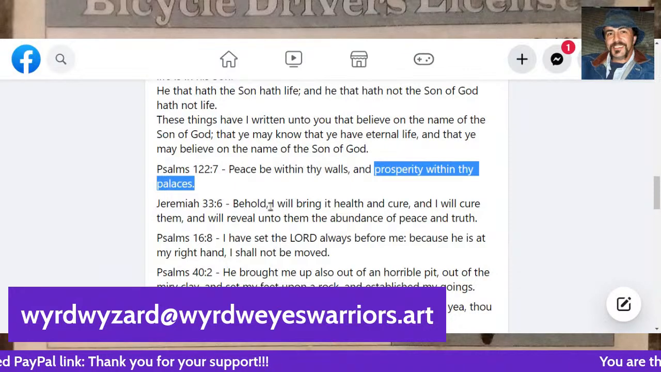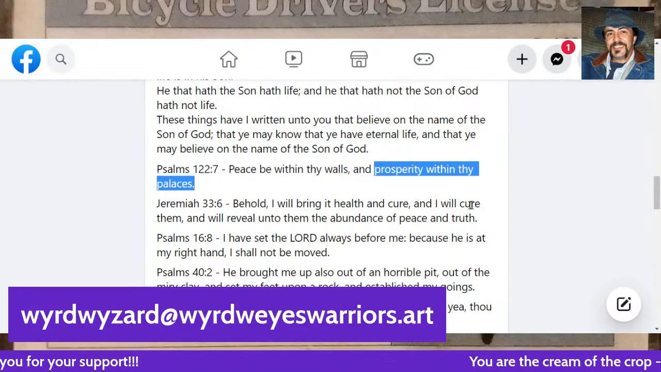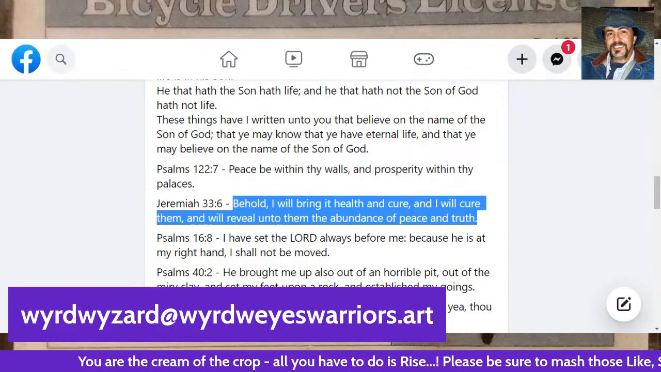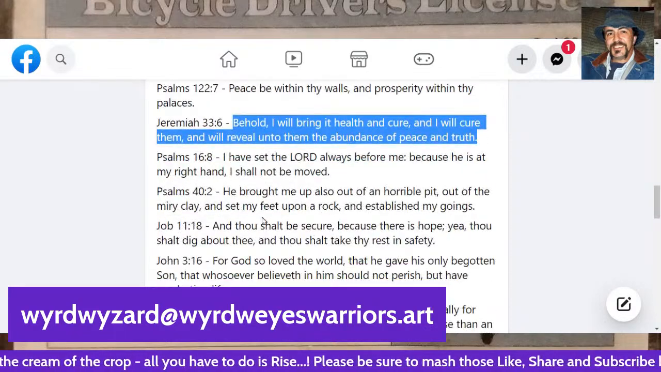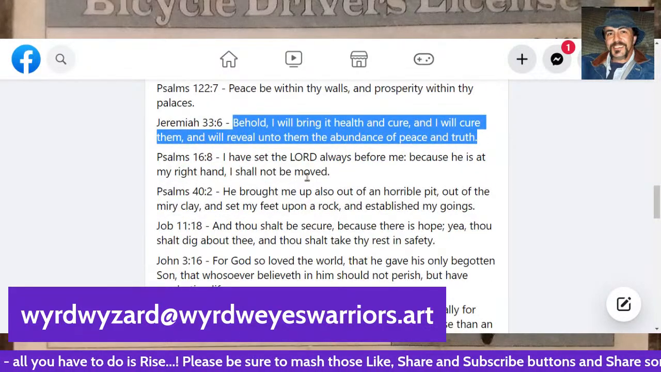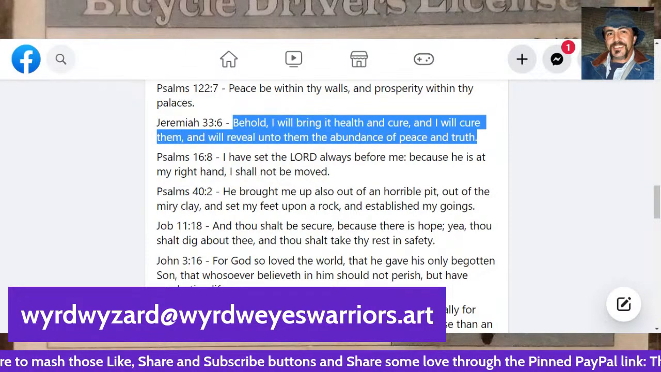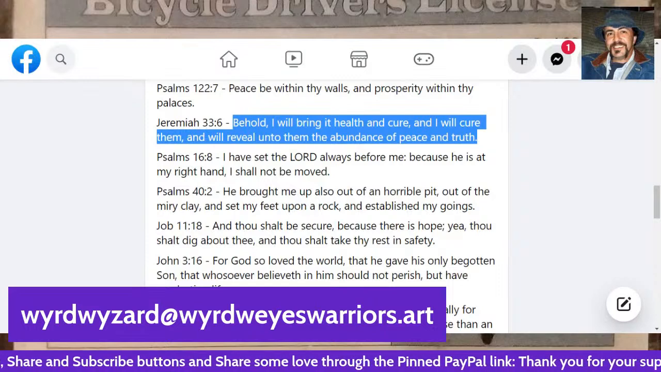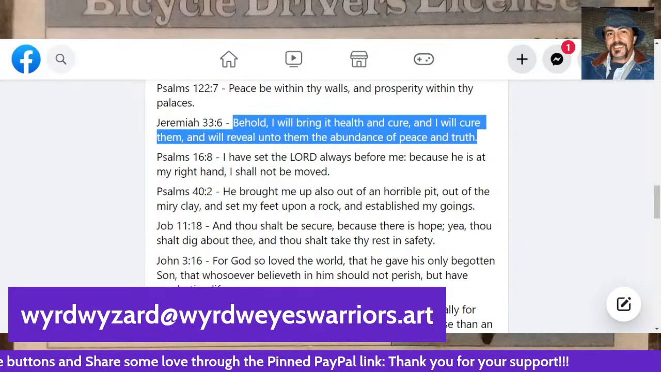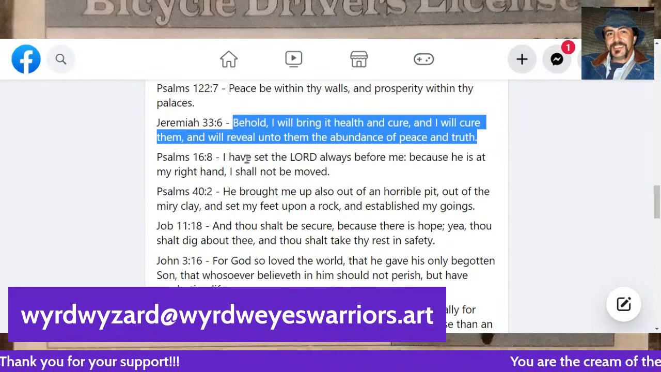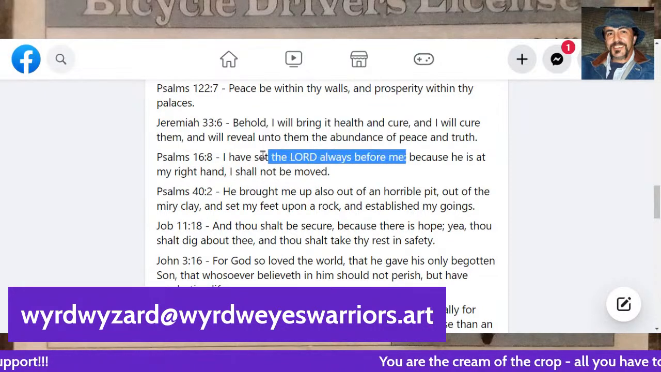Jeremiah 33:6, behold, I will bring it health and cure, and I will cure them, and will reveal unto them the abundance of peace and truth. And that's the cure, the knowledge. That's what makes you diseased. It's not having the knowledge, and you have to believe on something instead of having the knowledge and confidence. So instead you have belief and fear that if you don't do it right, something bad might happen. Sick perversion and indoctrination.